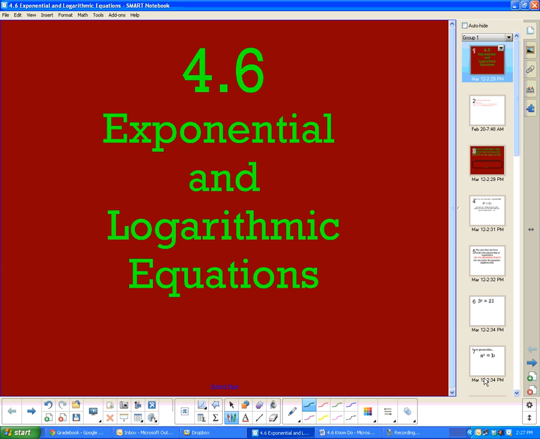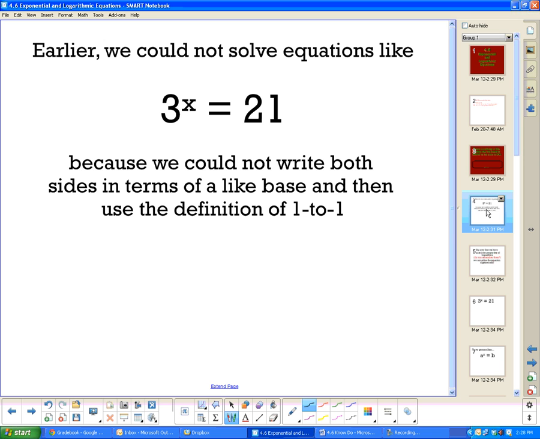I'm going to be taking care of a little introduction to our last section in Chapter 4, 4-6, Exponential and Logarithmic Equations. This section is going to tie up all the loose ends, our last applications, and also give us the techniques for solving the equations that have previously been unsolvable to us. Earlier we could not solve equations of the form 3 to the x equals 21 because we couldn't write both sides of the equation using like bases and use the definition of one-to-one to eliminate those like bases.